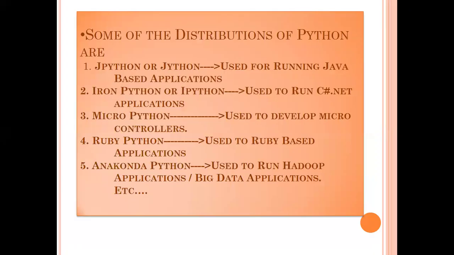Like we have JPython or Jython, which is used for running Java-based applications. IronPython or IPython used for running C#.NET applications. MicroPython used to develop microcontrollers. RubyPython used to run Ruby-based applications, and Anaconda Python used to run Hadoop applications. Hadoop means big data applications. So we have a lot many.